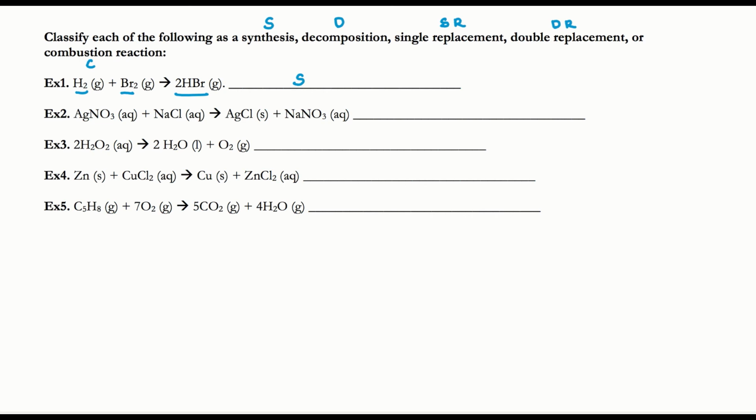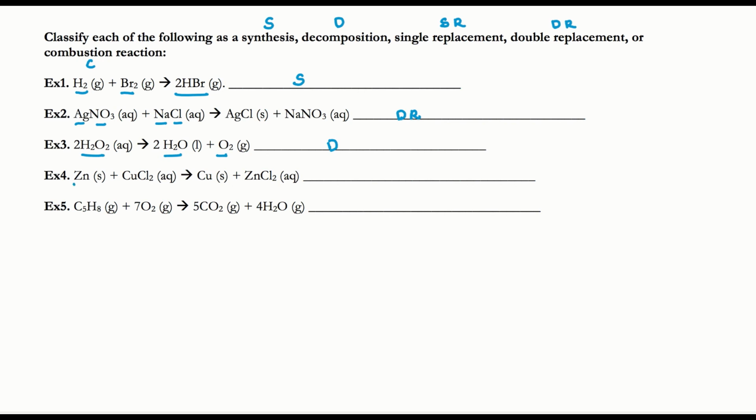For the next one, notice silver nitrate and sodium chloride react to form, well, notice silver now becomes a new compound with chlorine, and sodium becomes a new compound with nitrate. So I have a do-si-do of partners. So this is going to be a double replacement reaction. For example 3, notice I've got 1 molecule and it is breaking up into 2 individual parts. So as soon as you have 1 molecule breaking up into 2, that's going to be a decomposition reaction.